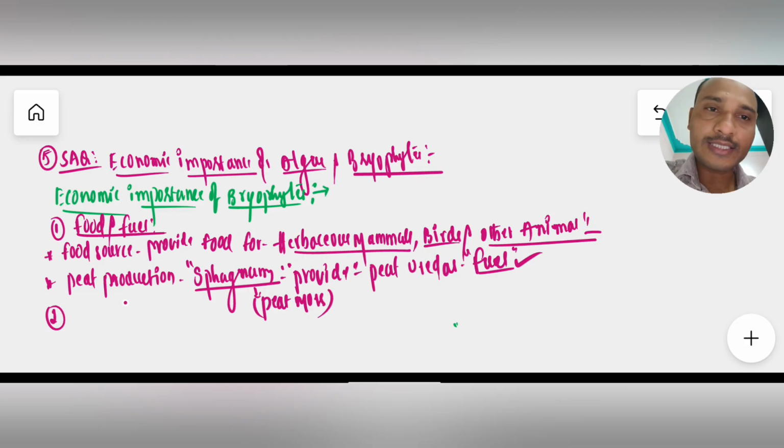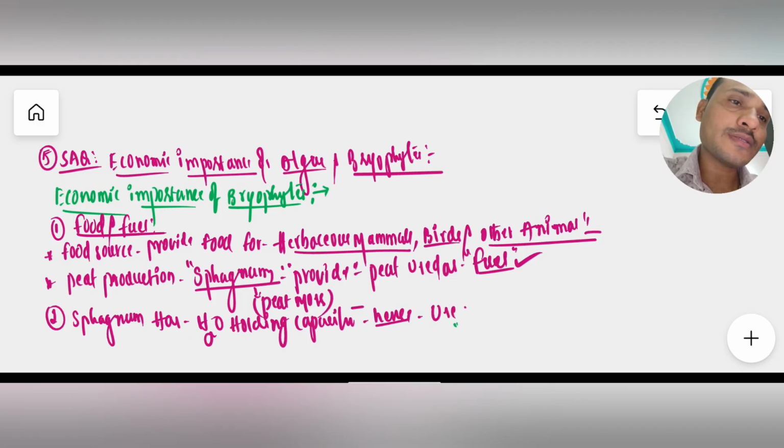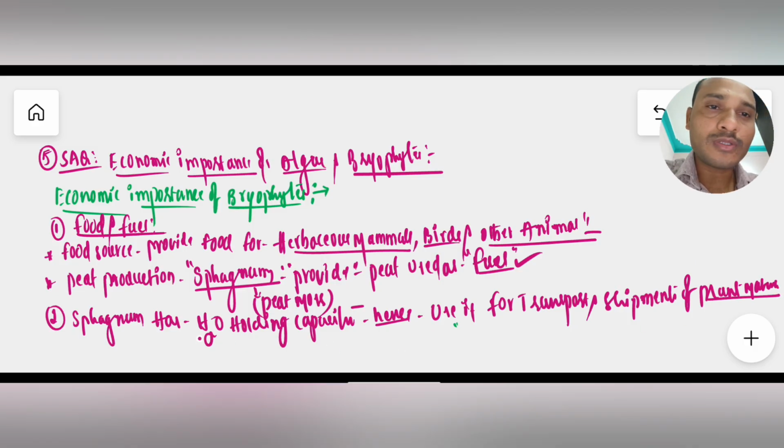Second point you need to write like this: Sphagnum has high water holding capacity. Hence, we can use it for transport and shipment of plant materials. Due to its high water holding capacity, we can use Sphagnum for transport and shipment of plant materials and even other materials.